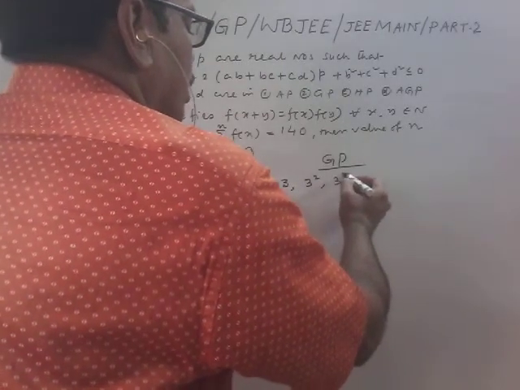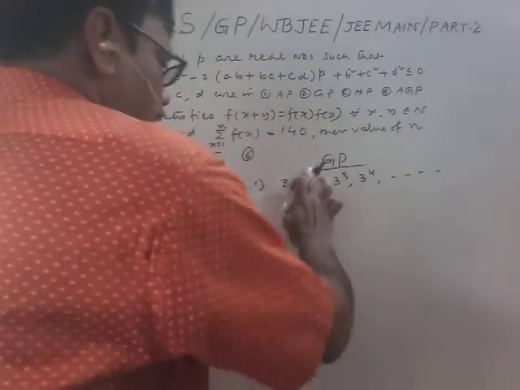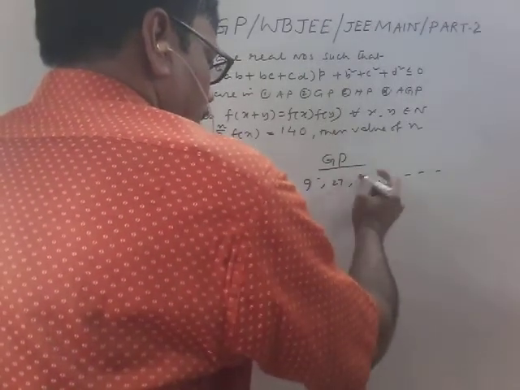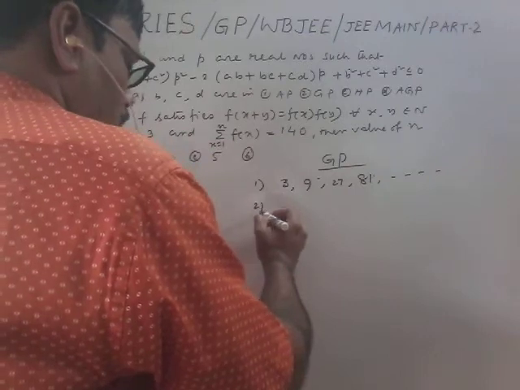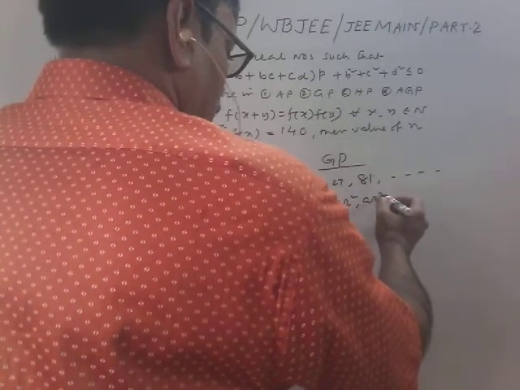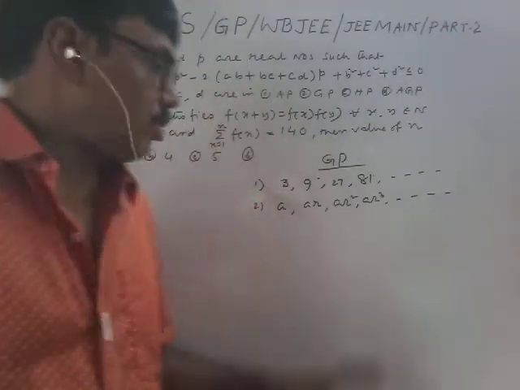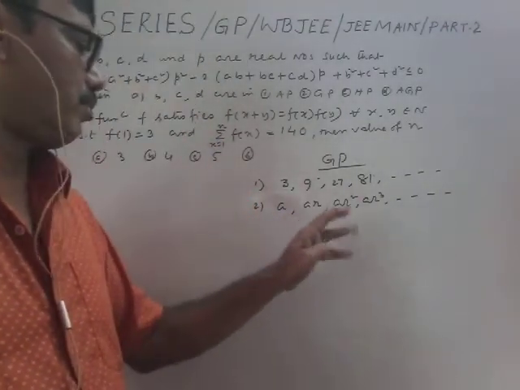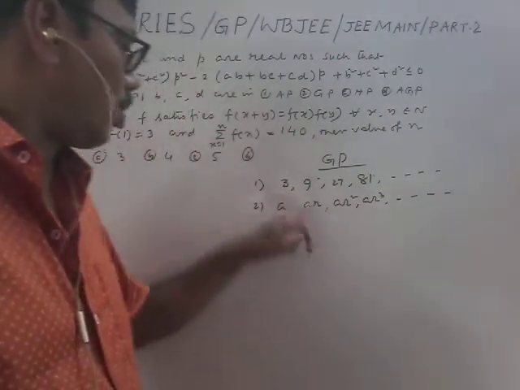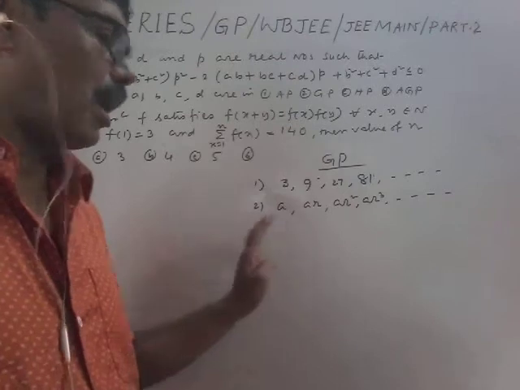Example 1: 3 square, 3 cube, 3 to the power 4 ... That is, you can write 3, 9, 27, 81. Example 2: A, AR, AR square, AR to the power 3 ... So what is our observation? The ratio of any term from its previous. For the first example, it is 3. For the second, it is R.